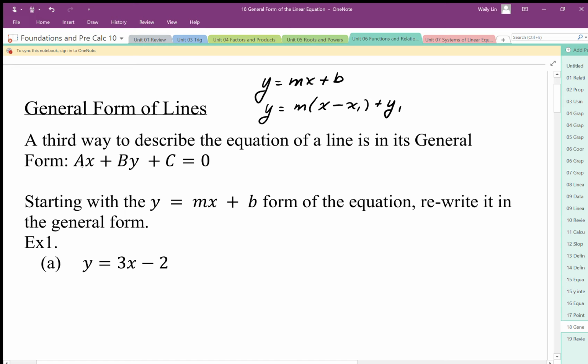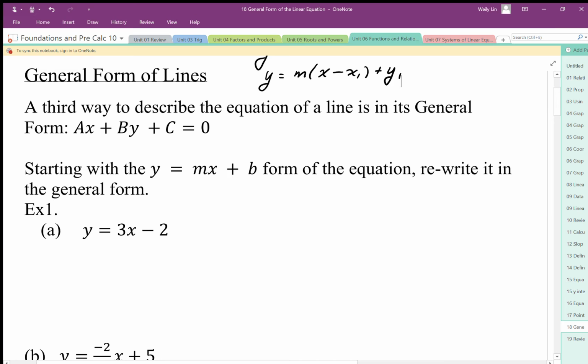So the third way is this form, ax plus by plus c equals 0. This is called the general form. The general form has to be written with a and b as whole number coefficients, and c as a whole number as well. And a must be positive. Okay, so that's important for general form. We keep the a value positive.